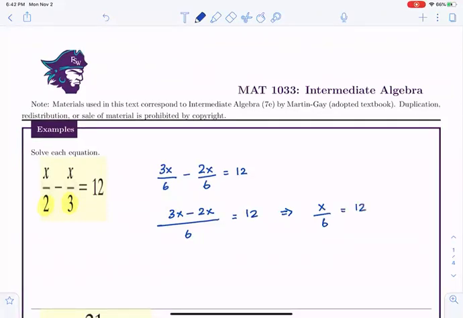And we want to solve for x. So all we have to do is multiply by 6 on both sides. So 6 times x over 6 would be equal to 12 times 6. Those two would go away, and x would be equal to 72.